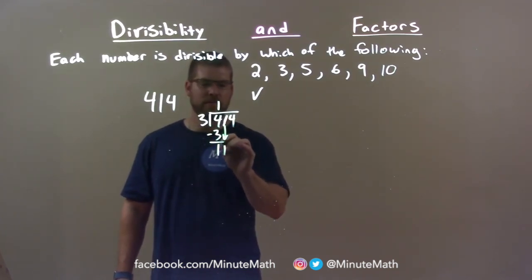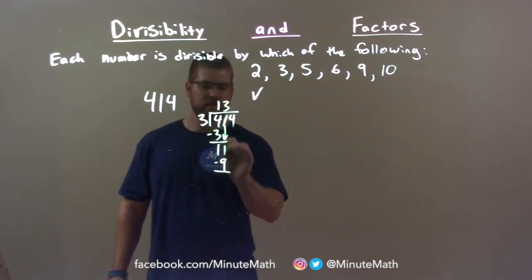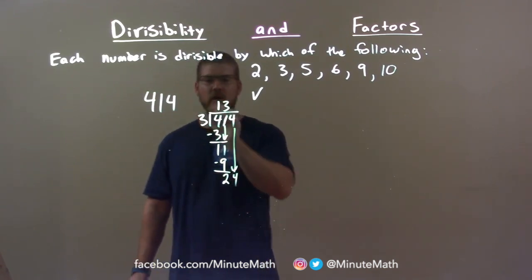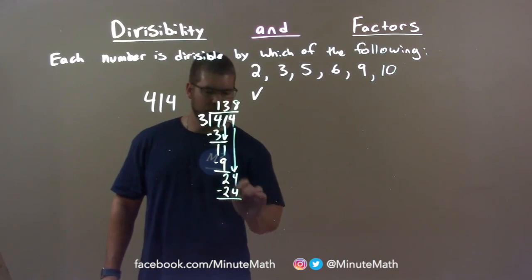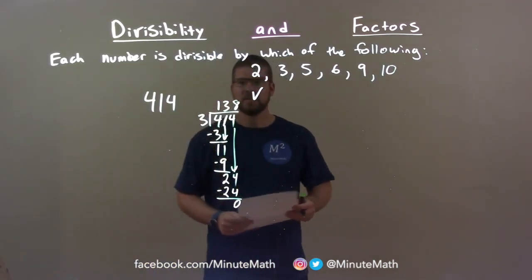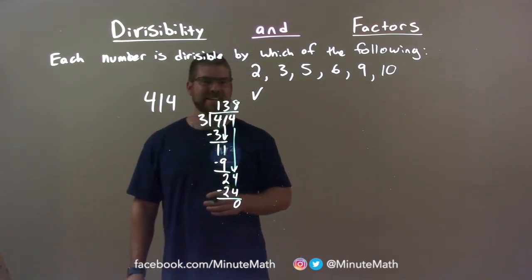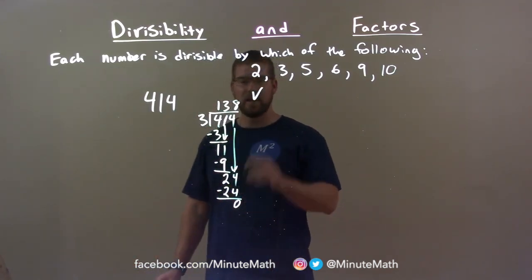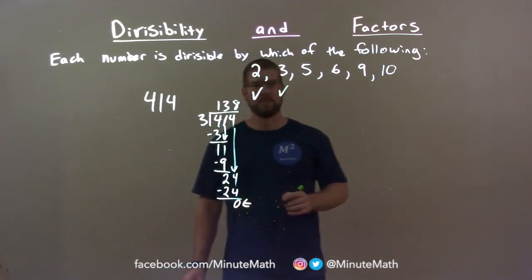Bring down this 1. 3 goes into 11 3 times. 3 times 3 is 9. Subtract the 2, and we get a 2. Bring down the 4. 3 goes into 24 8 times. 8 times 3 is 24. Subtract the 2, we get a 0. So again here, 3 goes into 414 evenly, 138 times. Since that is the case, the remainder of 0, 3 goes in as well.